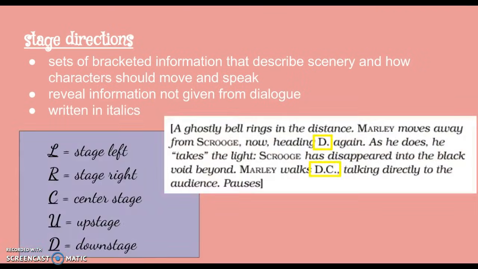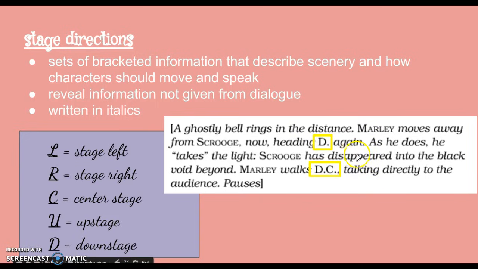Stage directions are sets of bracketed information that describe scenery and how characters should move and speak on the stage. They're really important, again, in drama because it reveals information that's not given in the dialogue. In a drama, we don't have those extra descriptions and the exposition. We rely primarily on dialogue and on stage directions to take any meaning away from what's going on. Stage directions in a text are always written in italics.